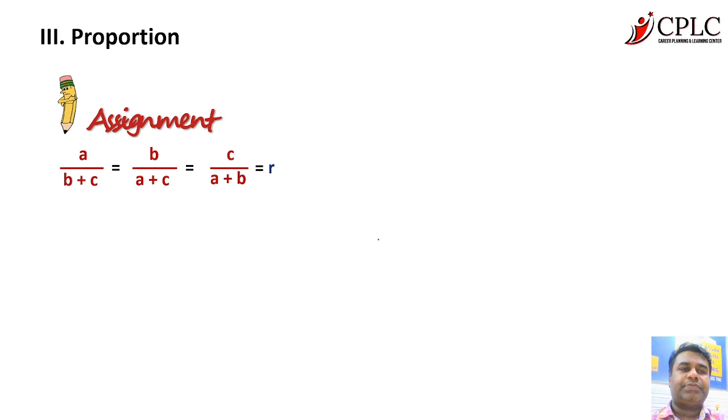Let us take an example. A upon B plus C is equal to B upon A plus C, is equal to C upon A plus B, is equal to R. This is all a constant R. Then with the help of the property of equal ratios, I can add all the numerators.